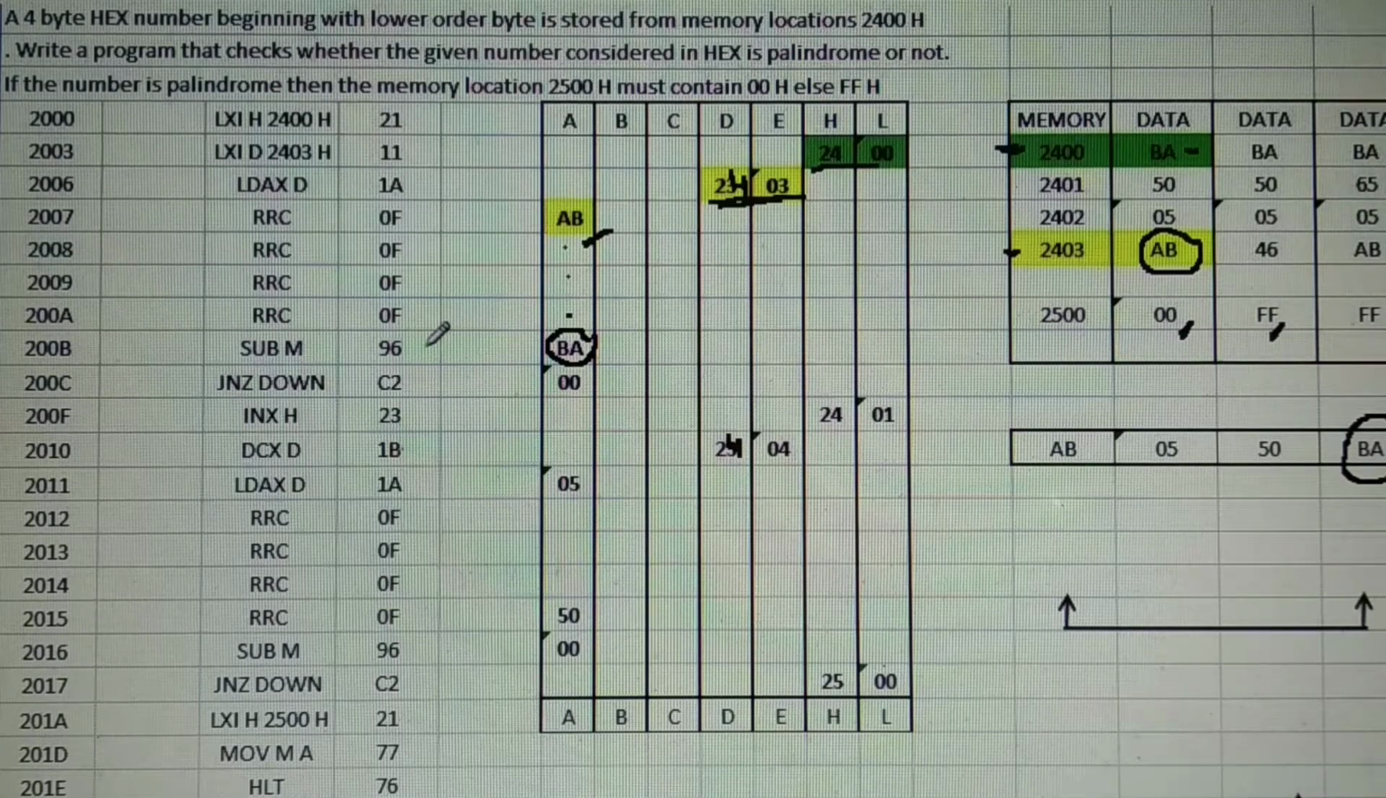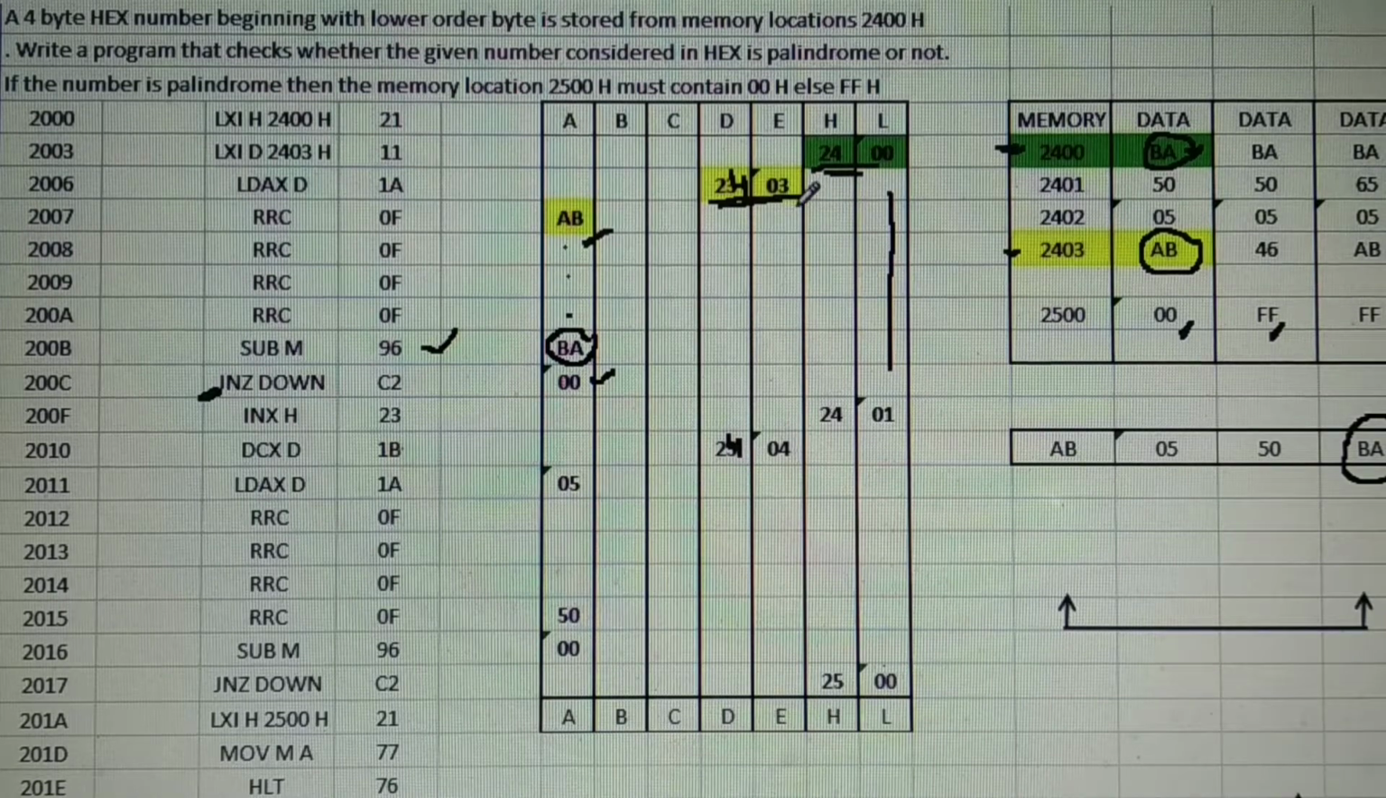From this number, subtract memory. Memory is given by HL. Go to this memory, take the number and subtract it from the accumulator. In this combination, you are getting 0. If not 0, then you have to take a jump to this particular label and execute that instruction. But here 0 is there. So go to the next, INX H. HL gets incremented by 1.